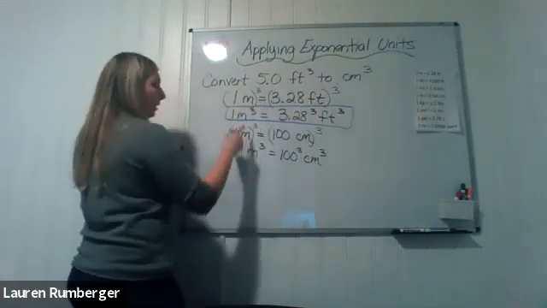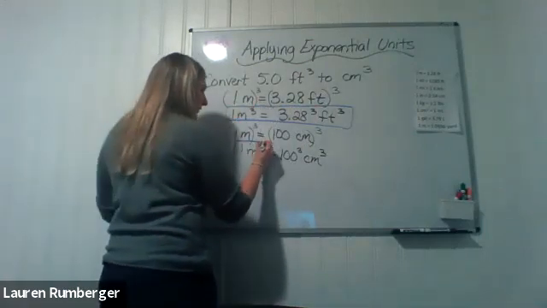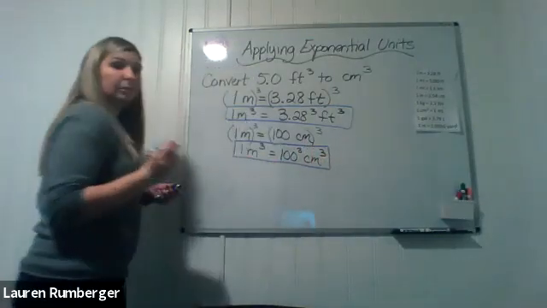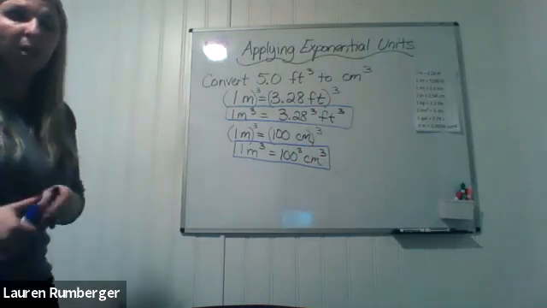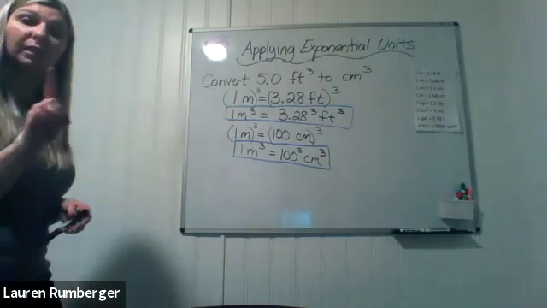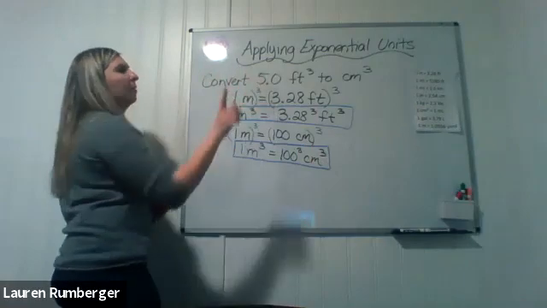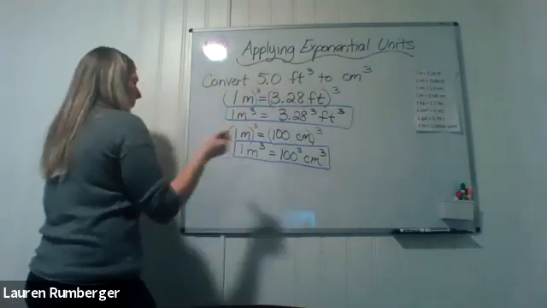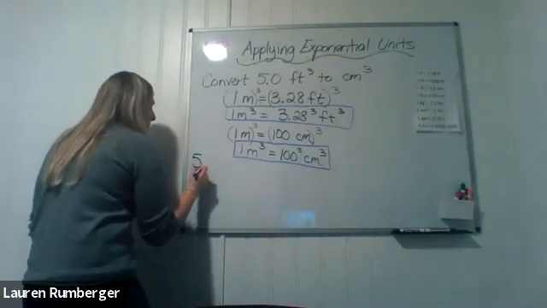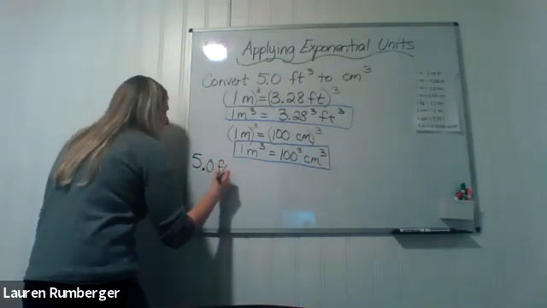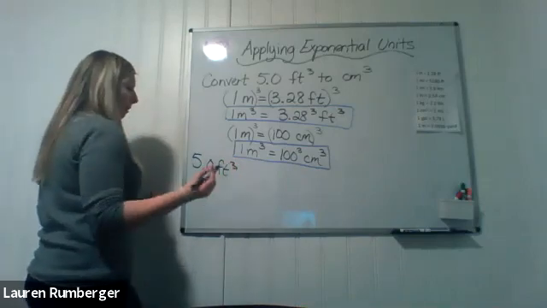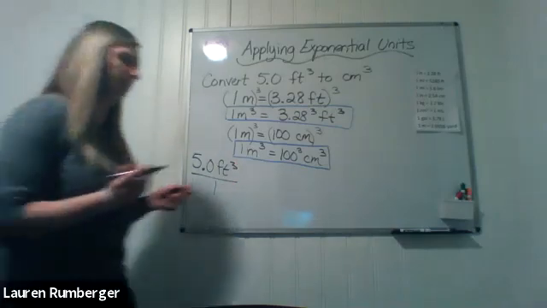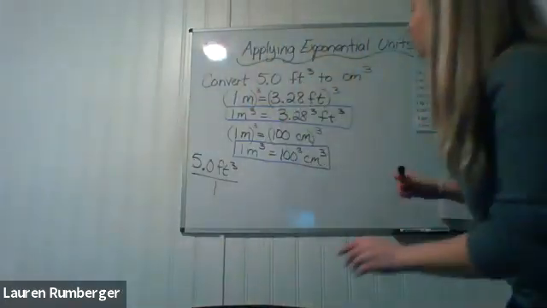Now what we have is 2 equivalences. That means this is going to be a 2-step conversion. What do we start with? We always start with the given value. The given value is 5.0 cubic feet. Remember, to make a placeholder, you can put that over 1, if you like.